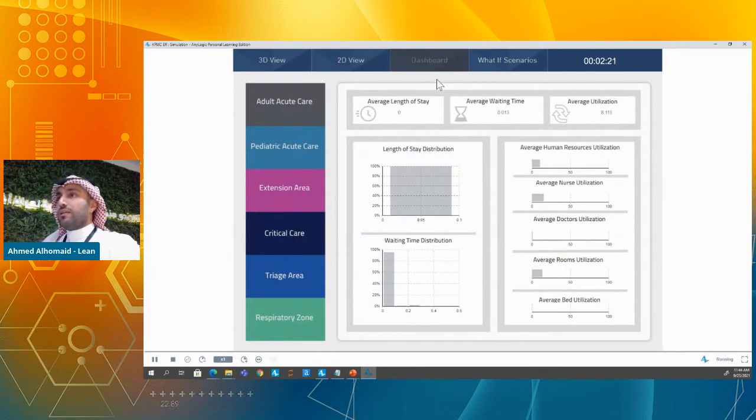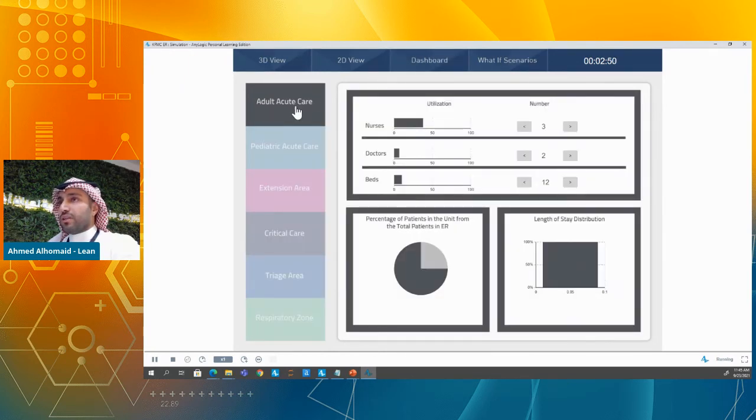Next, we can see the dashboard where we can see all of the KPIs, starting from the average length of stay, which is one of the most important parameters here. There is a KPI of around 4 hours length of stay. So if the hospital does not meet that KPI, we can track specifically which area caused that high number of average length of stay.